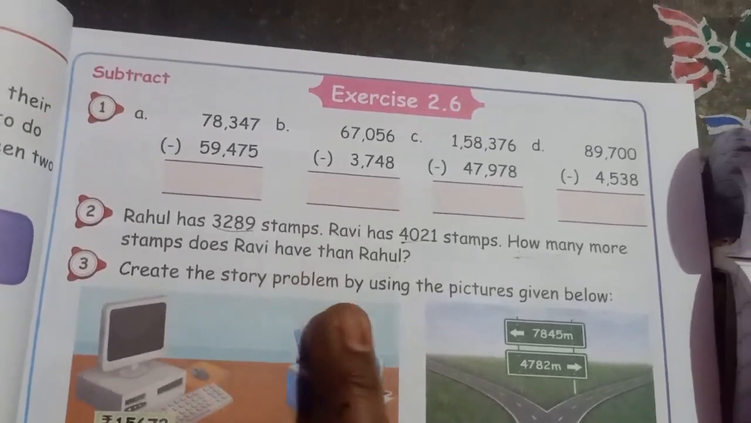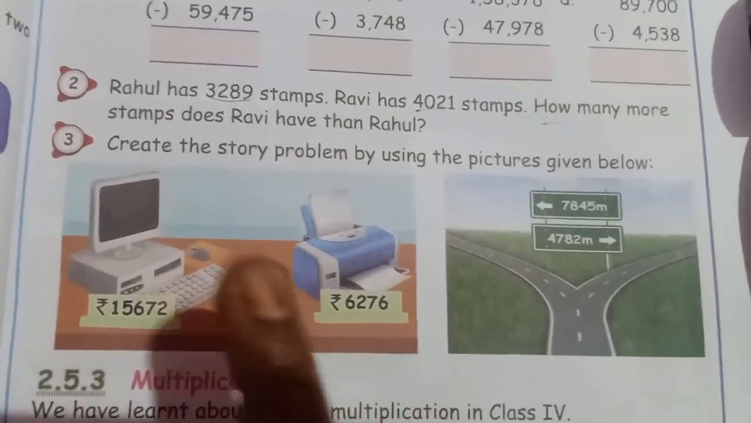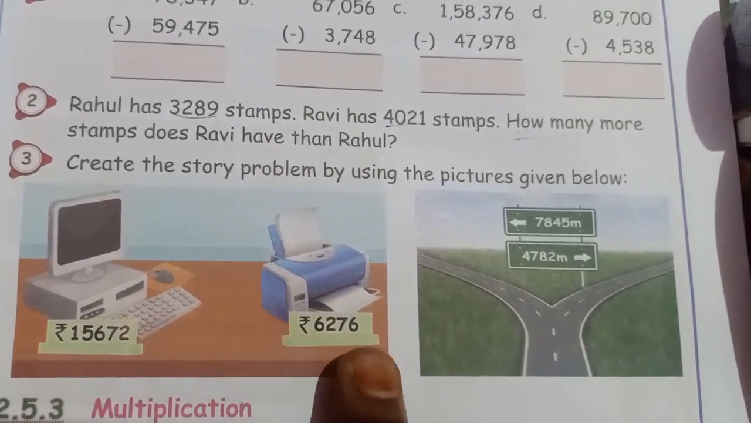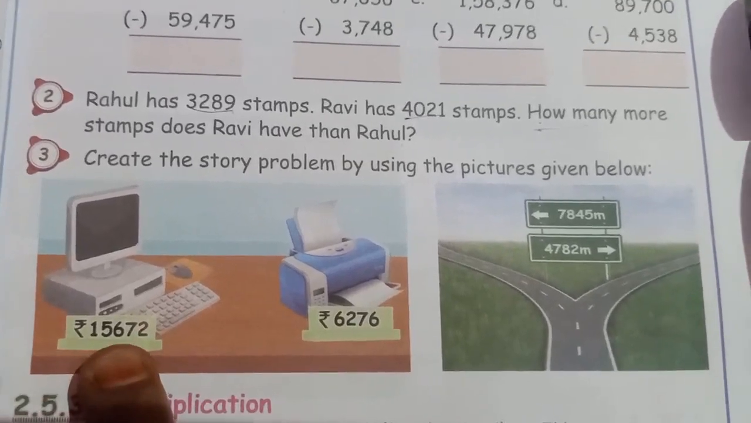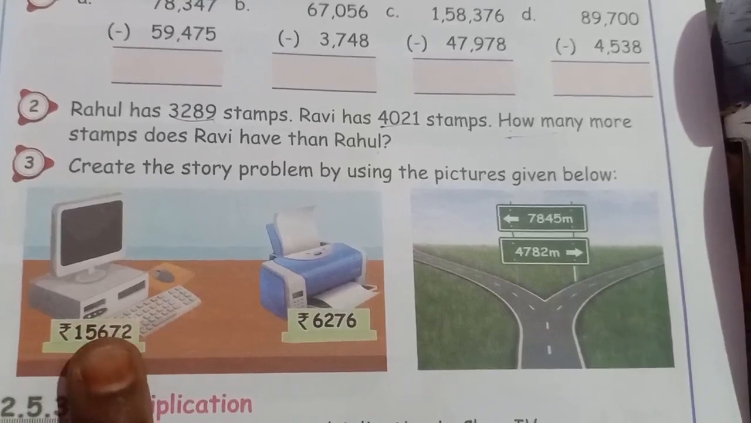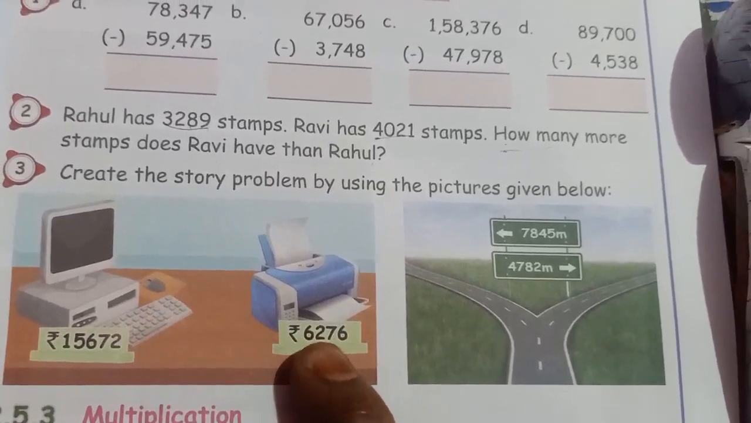Create the story problem by using the pictures given below. Okay, we have two pictures. One picture, see the first picture. This is a computer and this one a printer. Okay, see here 15,672. This is the first number and this cost is 6,276.